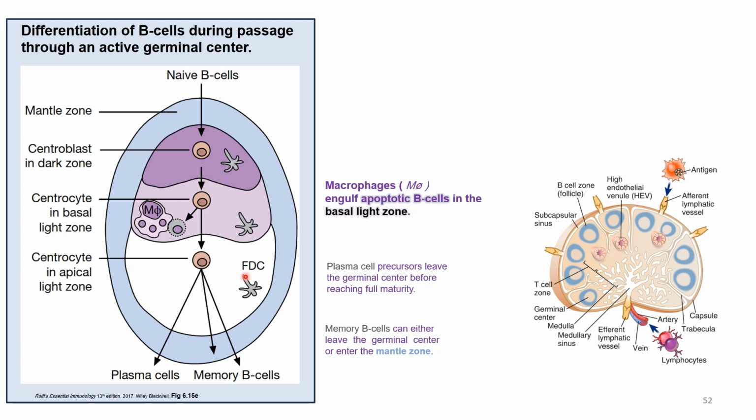But these are the main players: follicular dendritic cells, centroblasts that mature into centrocytes, and they can go through multiple rounds of this mutational process to try and develop even higher affinity B cell receptors. And finally, passage into this apical portion of the light zone, and then releases either plasma cells or memory cells.